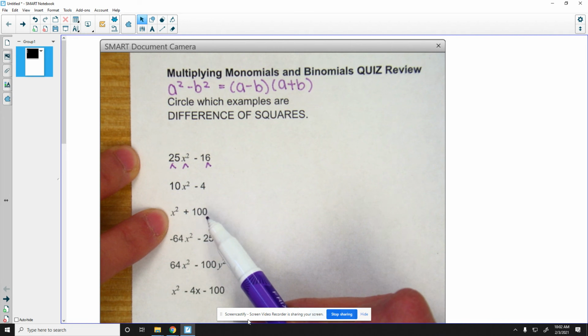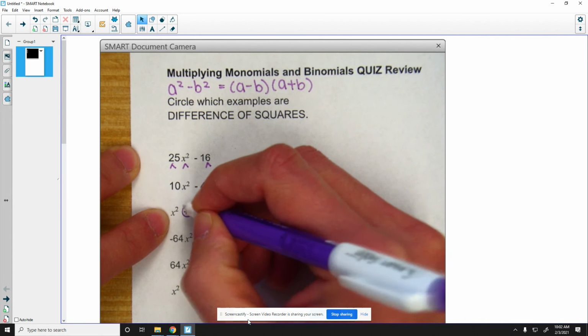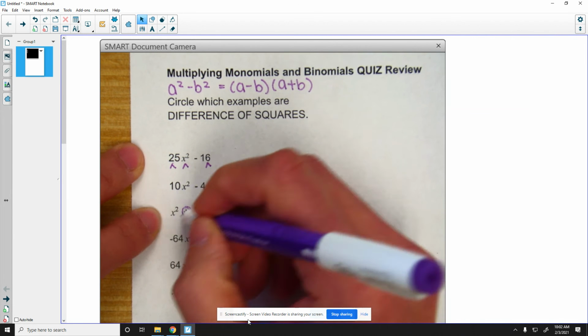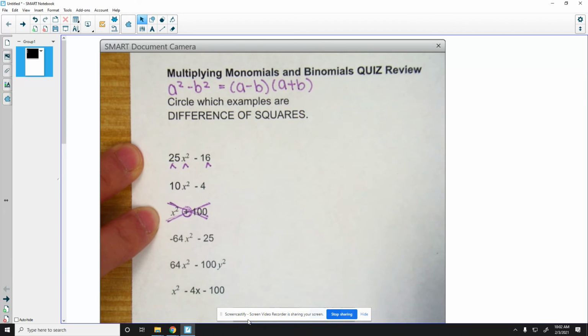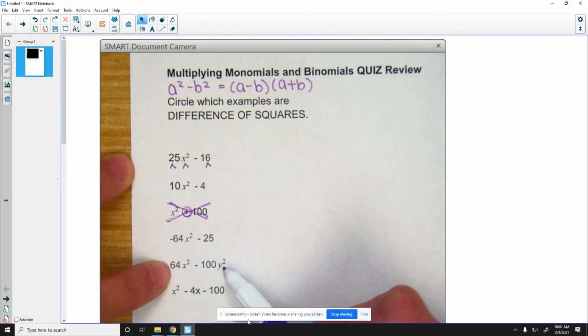What part of it, Tessa? The plus. Remember how we said it has to be a minus in between? Okay, so this one is not it. Does anyone else think they maybe have one? Read. This is the second to last one. The second to last one. So this one, definitely, yes.